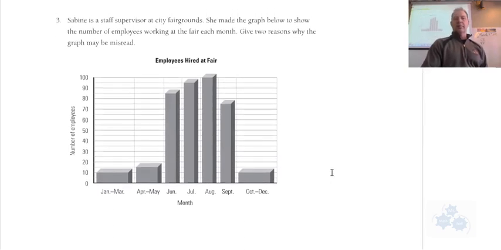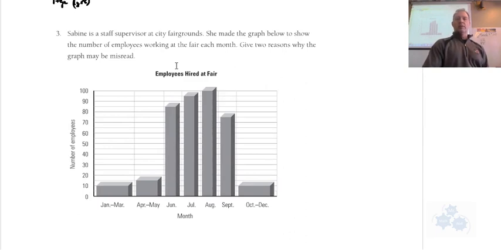Here's number 3, and I'm going to let you guys do number 3. This talks about misleading data. And so obviously we have some bar graph here, but some of the bars are wider than some of the other bars. And that's because there's more than one month represented here, right? And so what I want you guys to do is to take a look at this, and from what you know and from what you see, give 2 reasons why this graph may be misread. And that's kind of your hint here, is the different width of the bars and that kind of thing.